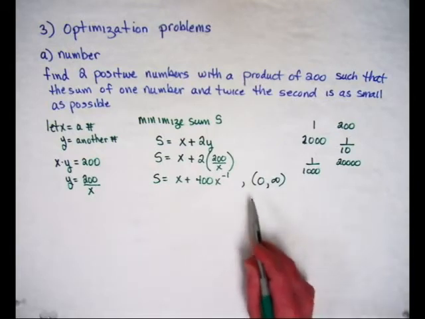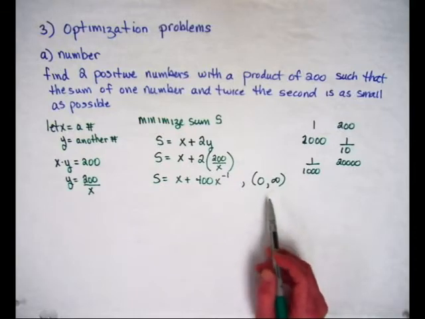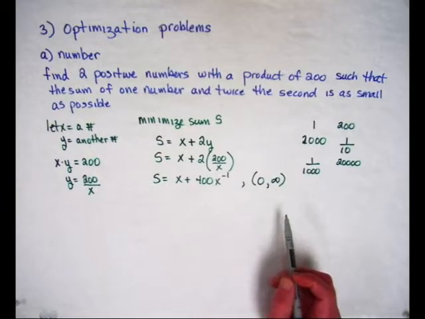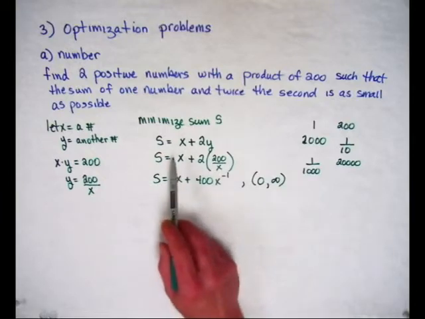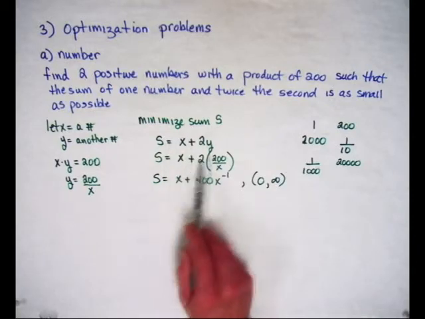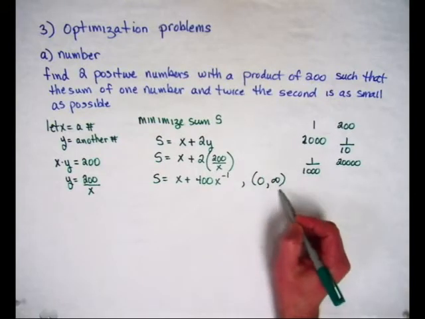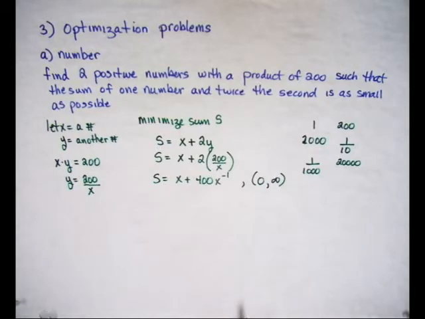Whenever you have round brackets on your restrictions, you can ignore them, because what that means is if you actually went to these restrictions, if you actually approach 0 or approach infinity, your sum would become infinitely large. You'd be adding up a very large number to another really small number, but still the overall impact would be a very large number. We're looking for the smallest sum possible. So basically, when you have round brackets, you can disregard those endpoints.